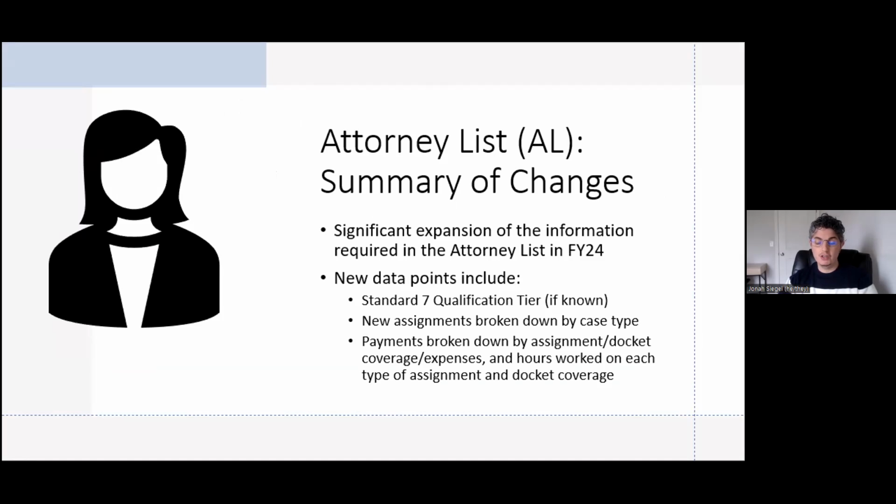Now we will move to the attorney list. There has been a significant expansion of the attorney list in FY24. Here are the changes. First, there's a question about Standard 7 qualification tier, new assignments broken down by case type, and payments broken down by assignment, docket coverage, and expenses, and then hours worked on each type of assignment and docket coverage. That sounds confusing, but we're going to walk through that in detail now.